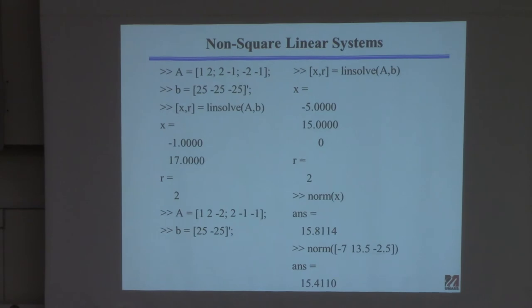So here are some problems. We already solved all these problems by hand, but they're easy to solve in MATLAB. Here's an example where we have a matrix. This is a problem with 2 unknowns and 3 equations. This problem has 3 rows, but only 2 columns. So there are 3 equations and 2 unknowns. With 2 unknowns, there's no way to satisfy all 3 equations.